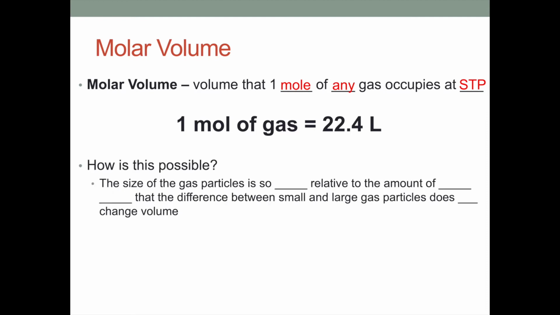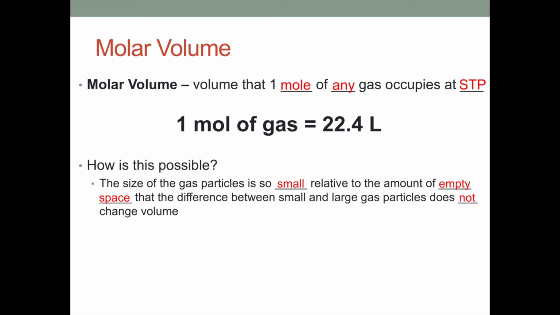So how is this possible? The size of the gas particles is so small relative to the amount of empty space that the difference between a small and a large gas particle does not significantly change the volume. So we end up registering 22.4 liters regardless of the size of those molecules just because of the vast amount of empty space. Now this is not true for liquids and for solids because they are condensed forms of matter where there's very little empty space relative to the number of particles. So this only applies to gases.